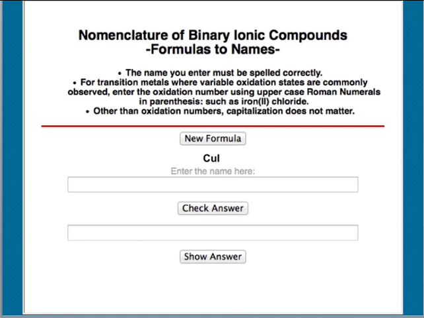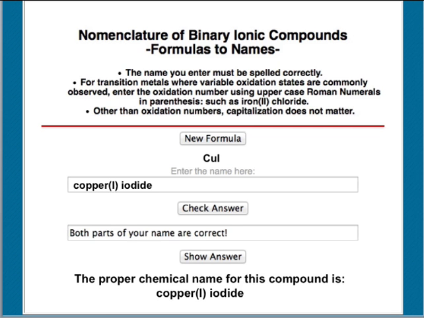Do this one. Copper is a transition metal right here in the middle, so we have to show the charge. I is simply iodide, isn't it? It's a halogen, so it's a -1. If iodide is -1, copper must be +1. And you would simply write it, copper(I) iodide.